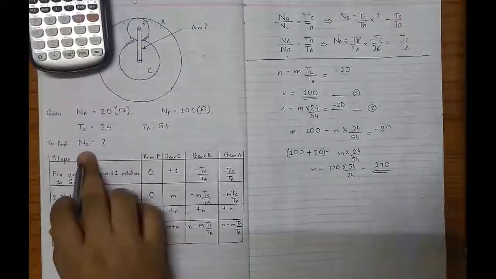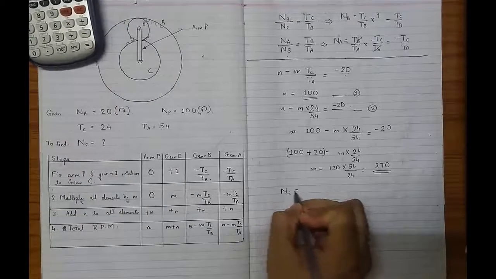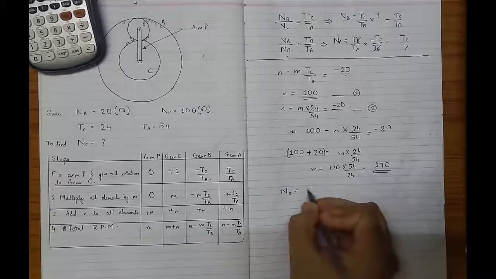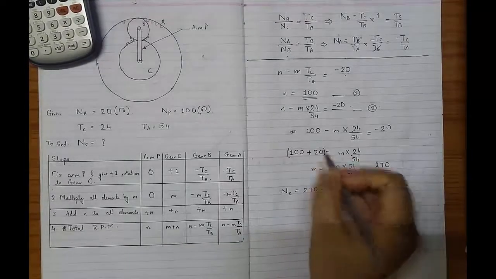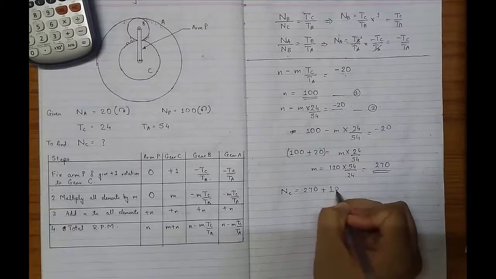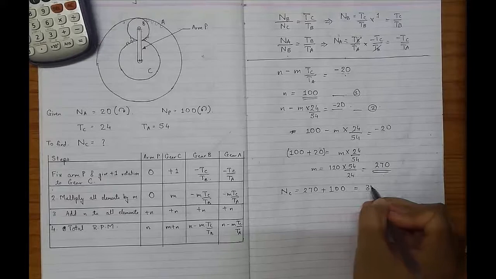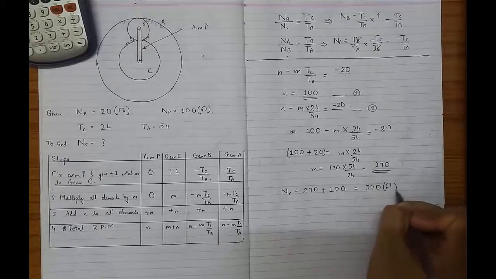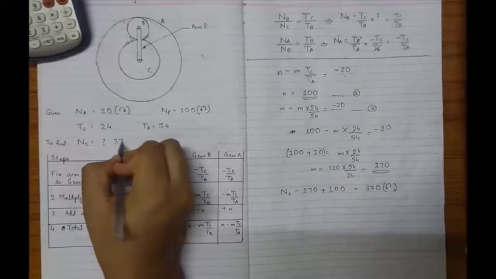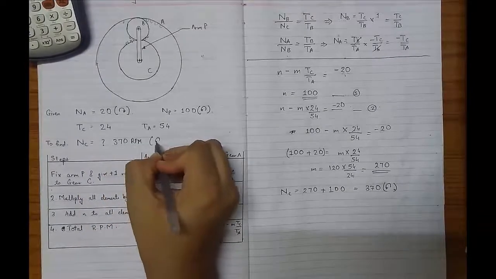They have asked us to find out the value of NC. So NC is what? M plus N. So M is 270 and N is 100. Okay, so NC becomes 370. And because it is positive, it will be in the anti-clockwise direction. So NC is 370 RPM in anti-clockwise direction.